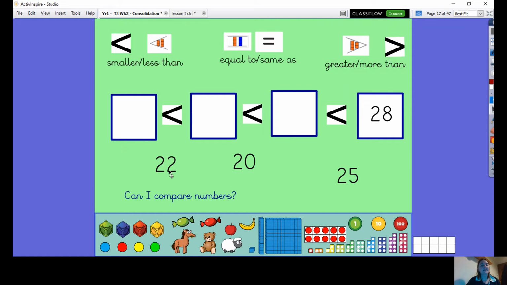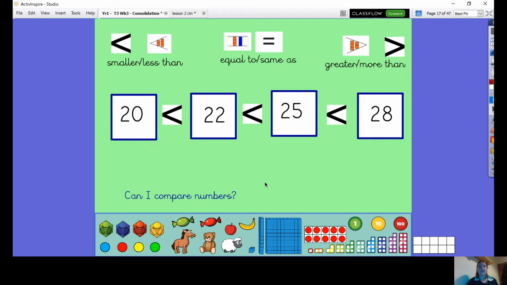Okay, so sometimes it's a little playing with the numbers. So I'm going to put 25 in here. So 25 is less than 28. True. Okay, so then if I'm going to put 20 in here, is 20 less than 25? Yes. Okay, let's put 22 in here. Is 22 less than 20? No. Is 22 smaller than 20? No, it's not. So I know that those two are not in the right place. So I'm going to move that one there and put that there.